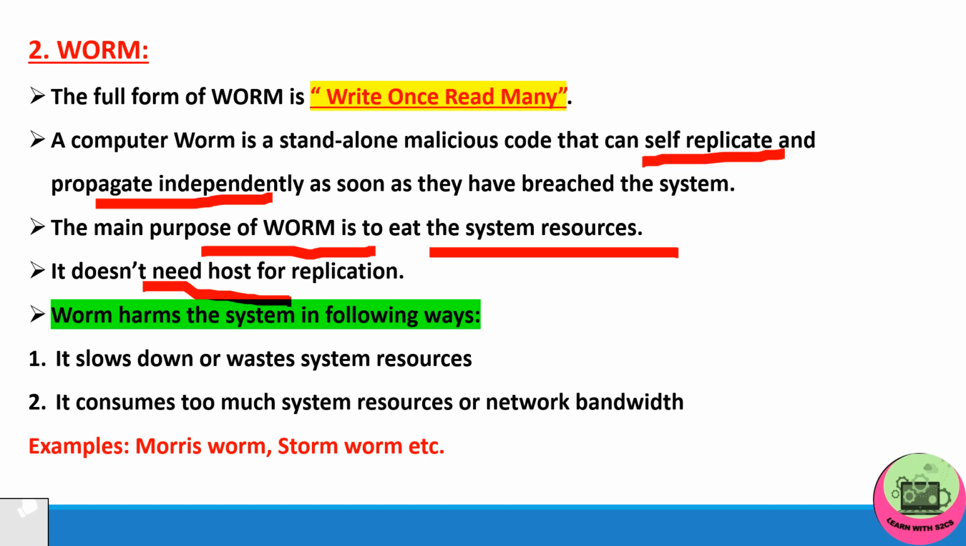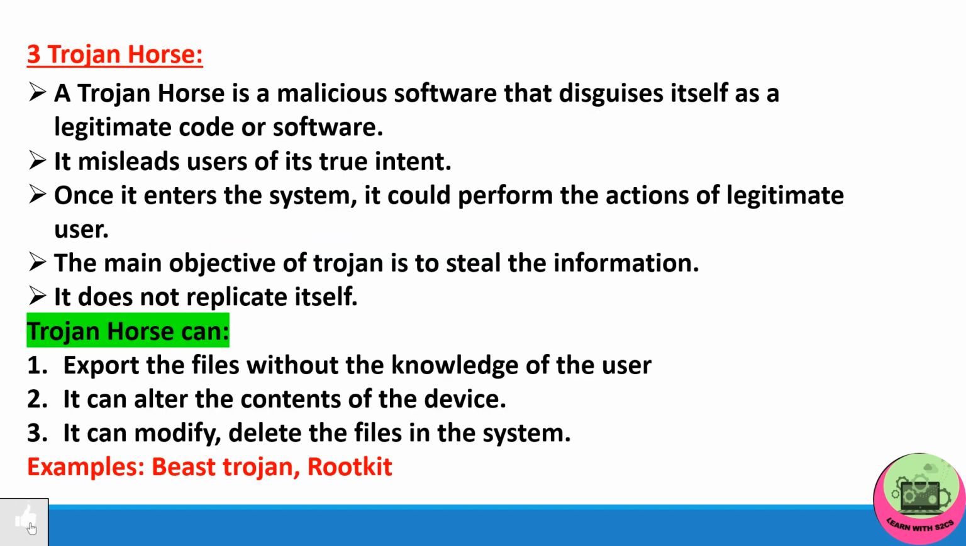In what all ways can it harm? It slows down or wastes system resources. It consumes too much system resources or network bandwidth. So what are the examples? Morris worm, Storm worm. Okay. The third one, Trojan Horse.